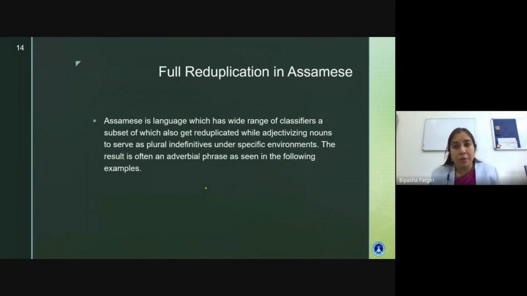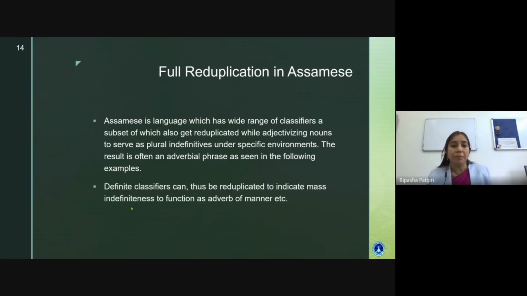Then we go to the main crux of this paper, where we first discuss full reduplication in Assamese, and then we talk about the partial pattern. So in Assamese, nouns, verbs, and classifiers can also be reduplicated, and we will see this in the next few slides. Definite classifiers can be reduplicated to indicate mass indefiniteness, to function as adverbs of manner, etc. This is one of the areas which is very interesting to look at, because classifiers are something special.